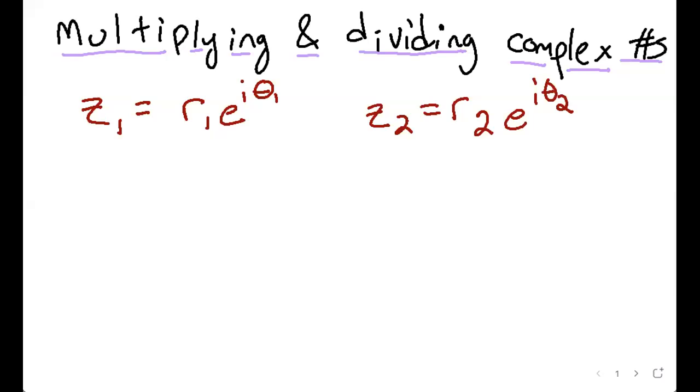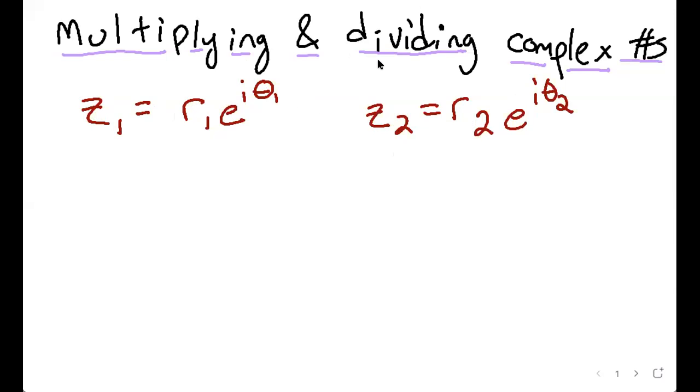Using exponential forms of complex numbers can make it a lot easier for us to multiply and divide them together. So for instance, let's say we have a complex number Z1 that is written in exponential form as R1 times e to the i theta 1. And let's say that we have a second complex number Z2 that's written again as R2, its modulus, times e to the i theta 2. Any complex number we can write in this way.